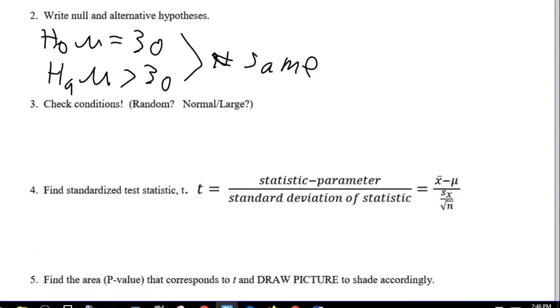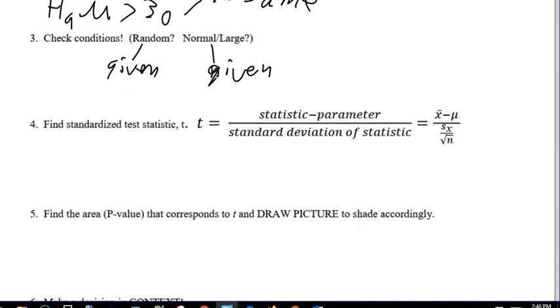Check conditions. It told us it was random. And it told us it was normal. So we can just write given for both those. Bam. We got it. Now we do the math. So we take our average, 33.9, subtract our mu, 30. Now we're going to divide by the standard deviation, which was 9.8, divided by the square root of n, which was 15.